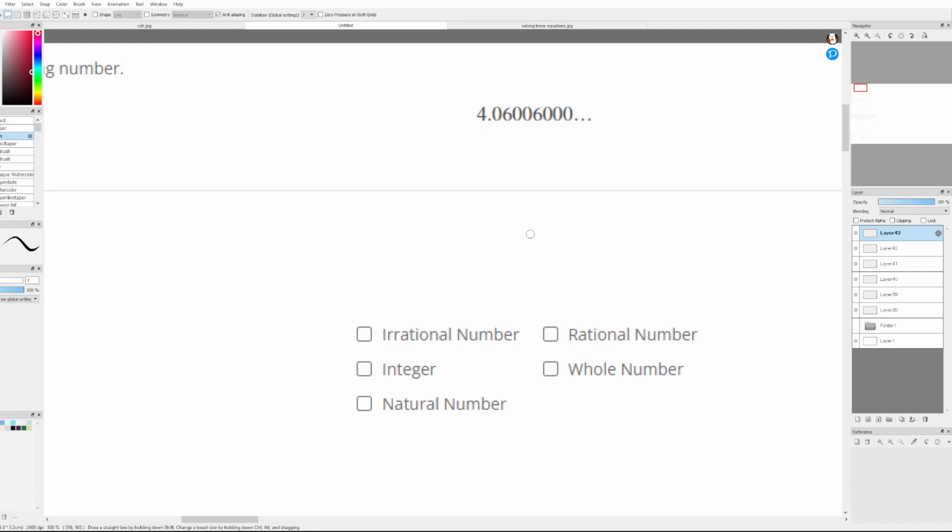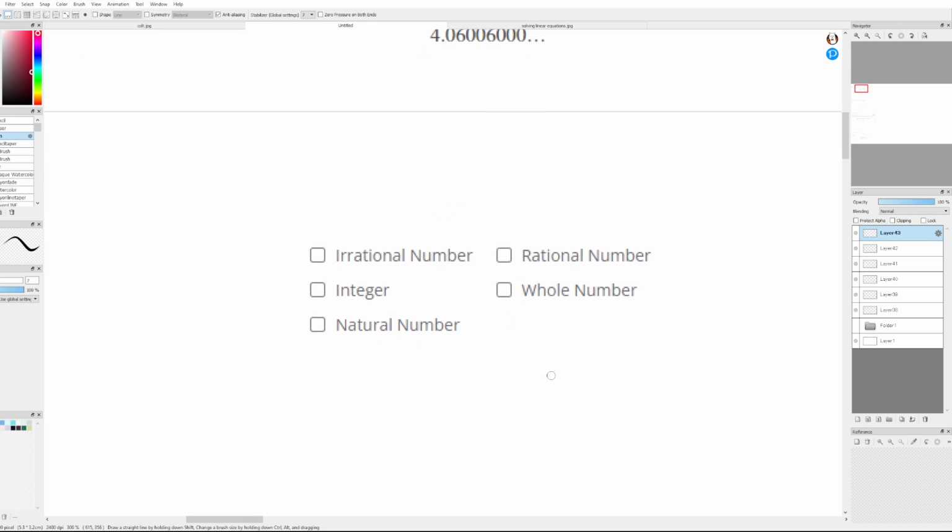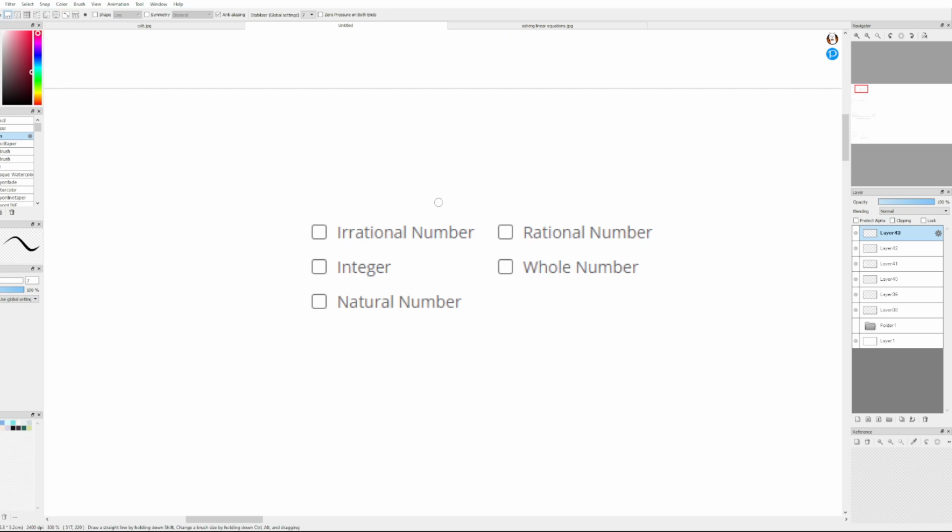Hi, so today we're going to be talking about the real number line and absolute value. There are a few terms that we need to know before we start.